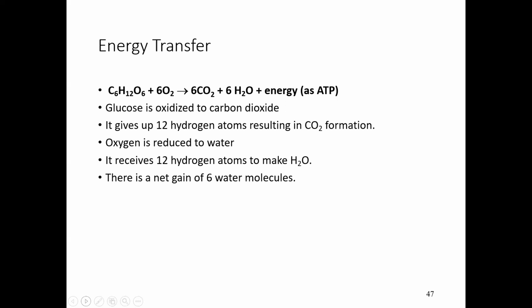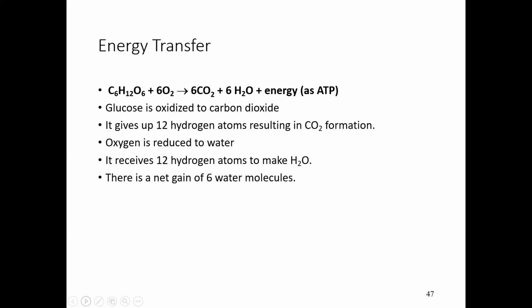Oxygen gets reduced to water. Oxygen grabs all those hydrogens. And we end up making 6 water molecules. Those 12 hydrogen atoms, two hydrogens to an oxygen, we make H2O, and we get 6 water molecules.